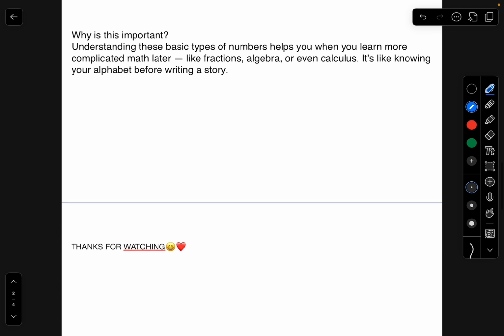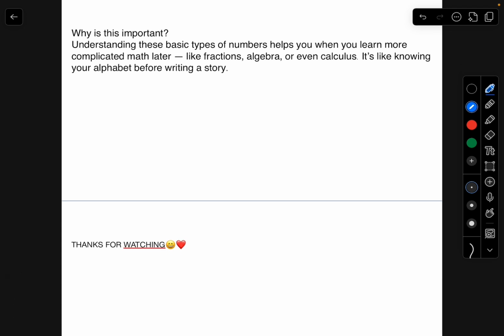Why is this important? Understanding these basic types of numbers helps you when you learn more complicated math later, like fractions, algebra, or even calculus. It's like knowing your alphabet before writing a story.